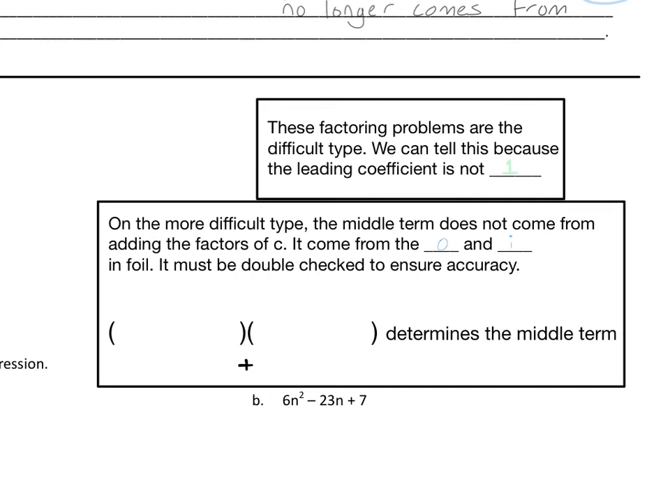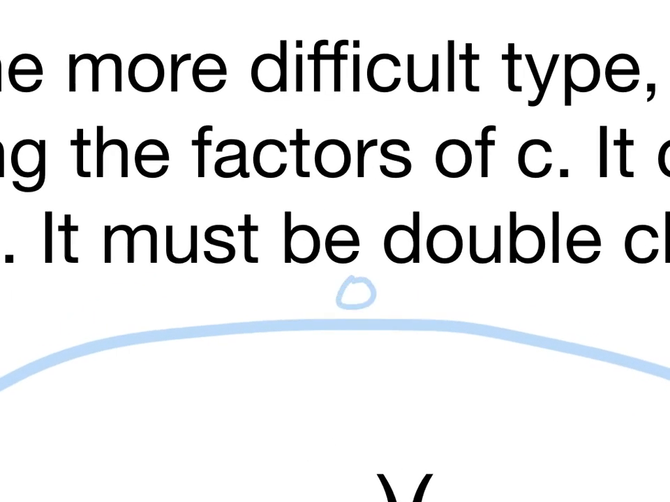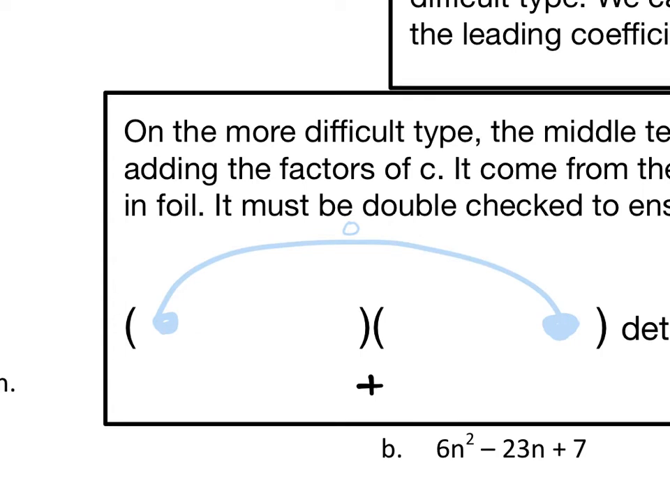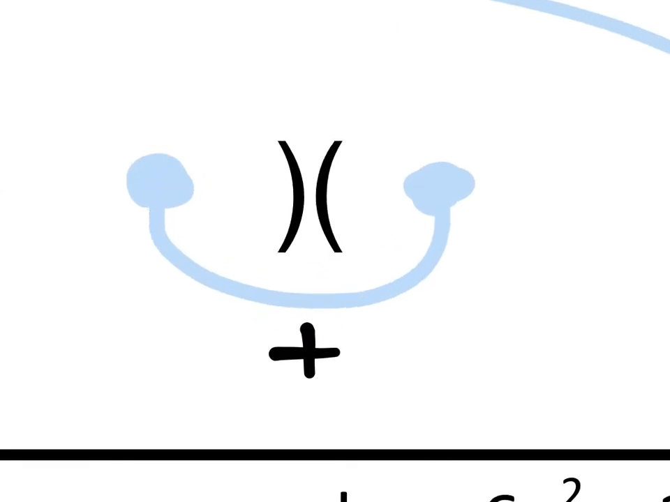So here's what determines the middle term. Now it's going to be, and I like to call it a smiley face, it's going to be this times this, right? That's the O in FOIL. And then it's also going to come from this times this, which is the I in FOIL.